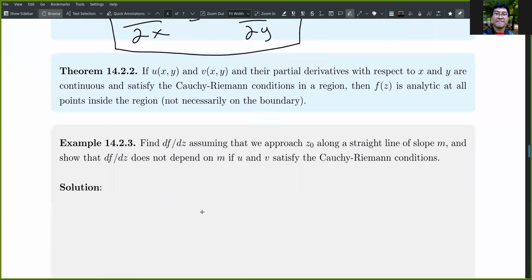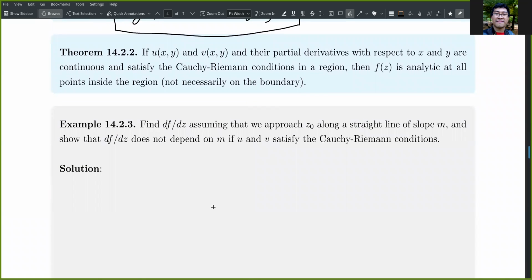An example: find the derivative df/dz assuming that we approach z along a straight line of slope m, and show that df/dz does not depend on m if u and v satisfy the Cauchy-Riemann conditions. This is somehow an illustration of this theorem, to convince ourselves that it works on this example.